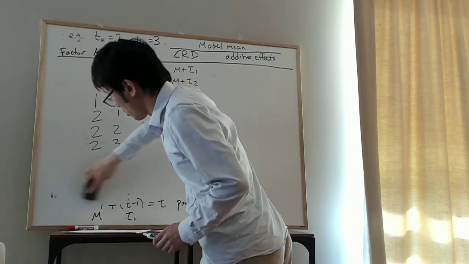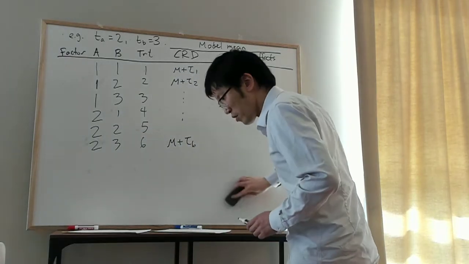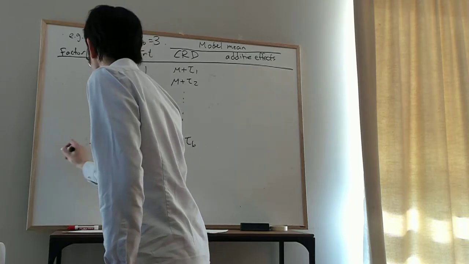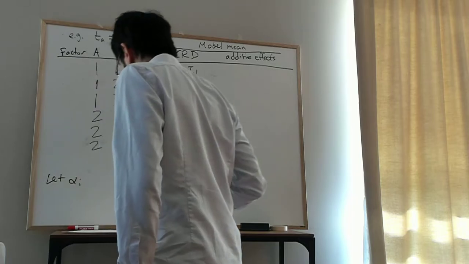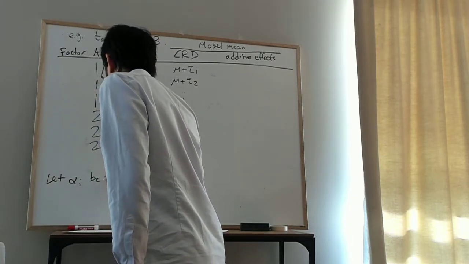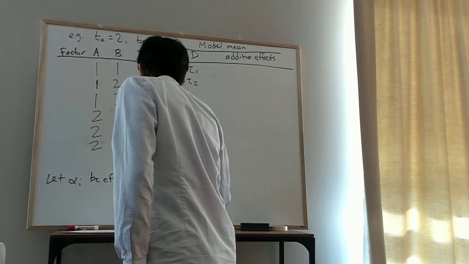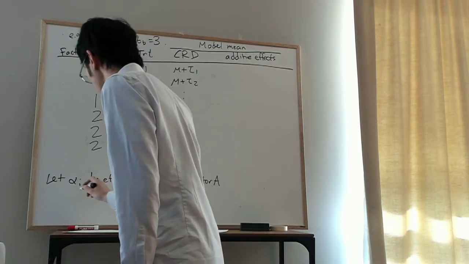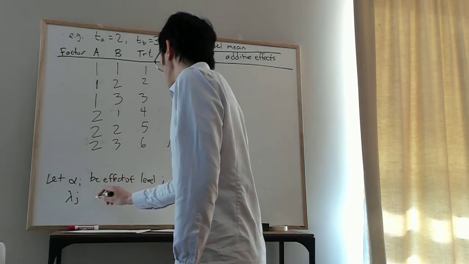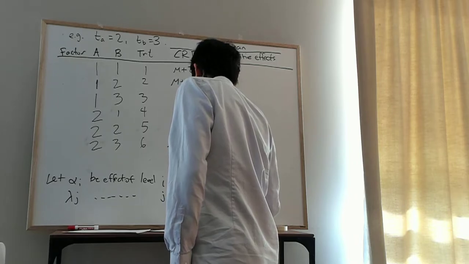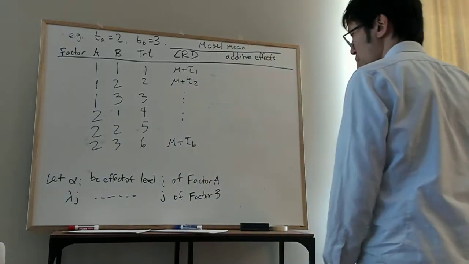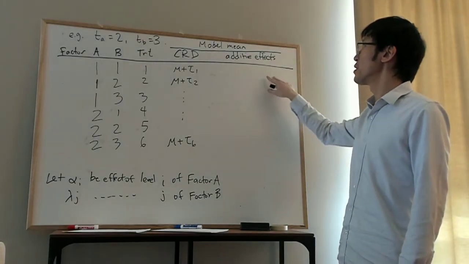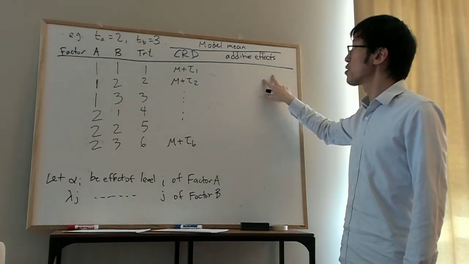Okay, so let me define the parameters. Let alpha i be the effect of level i of factor A, and then I'm going to define lambda j to be the effect of level j of factor B. Using this notation, we can express what would be the model means when we have additive effects.